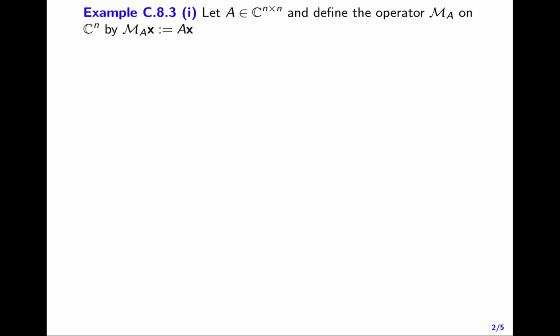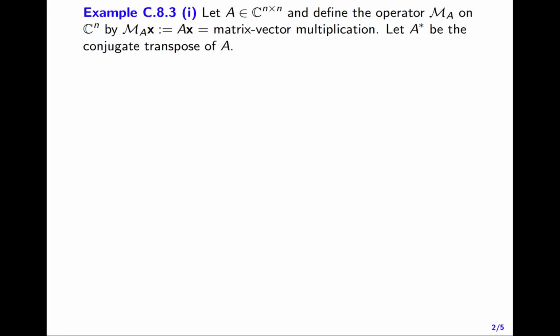So we'll do an example. Let's take a matrix A in the n by n complex numbers, and we'll define an operator M sub A on Cn by the following relation. M sub A on X will simply be A times X. So M sub A is just the matrix vector product caused by multiplication by A.